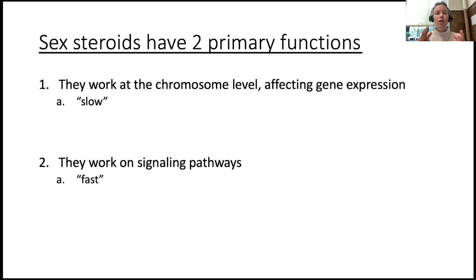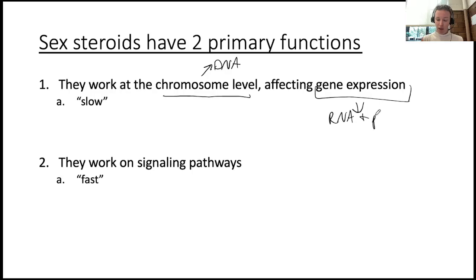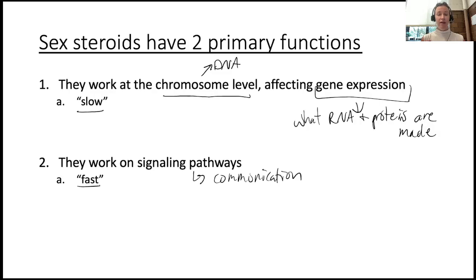And so, what scientists discovered is that these sex steroids have two primary functions. First, they work at the chromosome or DNA level, affecting gene expression. What do we mean by gene expression? We mean what RNA and proteins are made. And this is happening at a slow pace within cells. But these hormones also work on signaling pathways, so they help with communication in the cell. And this happens at a faster rate.